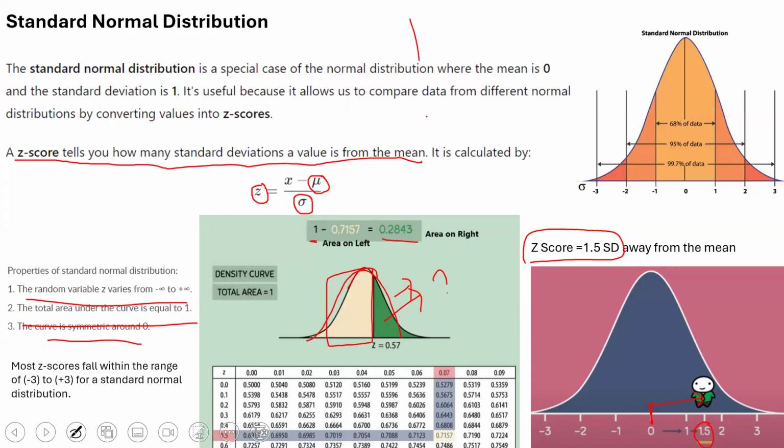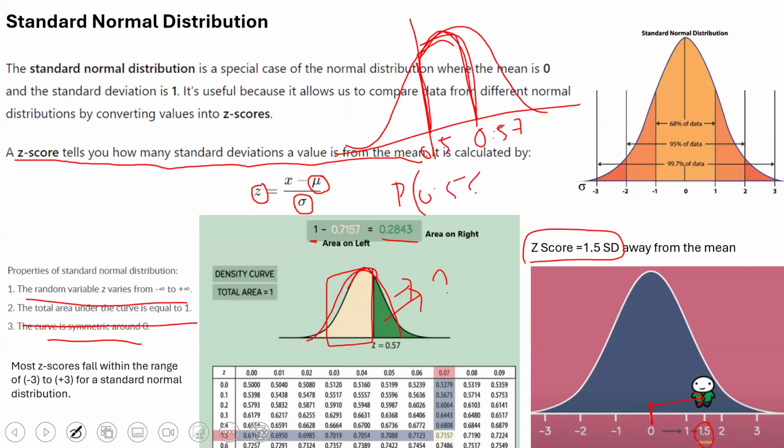Now, if you want to find the area of a region in a graph, let's suppose this is a standard normal distribution. If you want to find the area under this curve, how do you find it? Here the Z is 0.5, and here the Z is 0.57. If you want to find the probability of 0.5 less than x less than 0.57, how do you calculate the area under the curve?